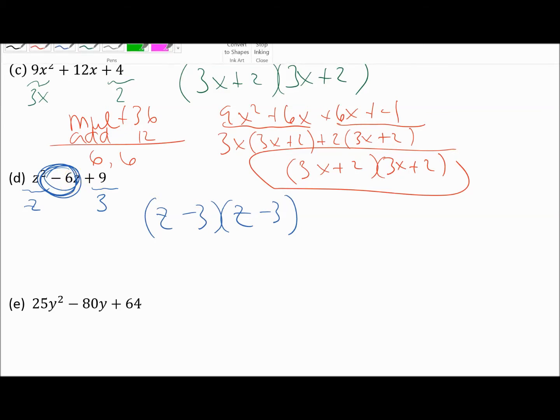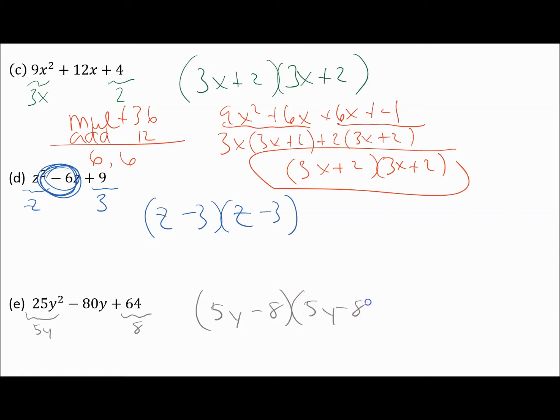So let's look at the last one on this page. Does it fit the mold? 25y squared, the square root of that is 5y. 64, the square root of that is 8. If I multiply these together and double it, well, 5y times 8 is 40y, doubled is 80. But what about the negative? Well, that means we're subtracting, right? So my answer is going to be 5y minus 8 times 5y minus 8.